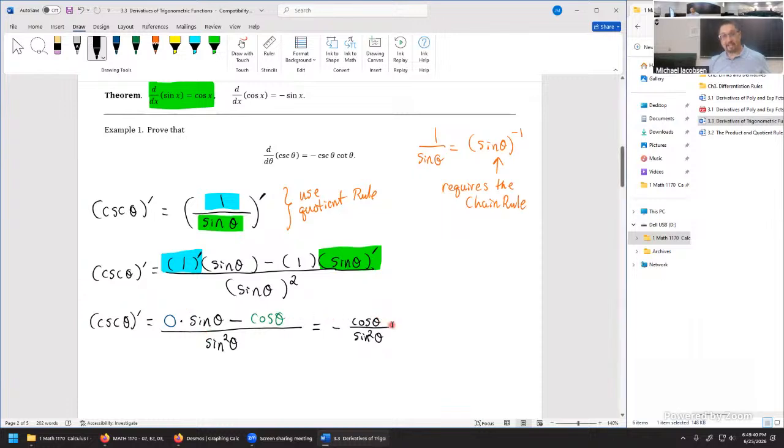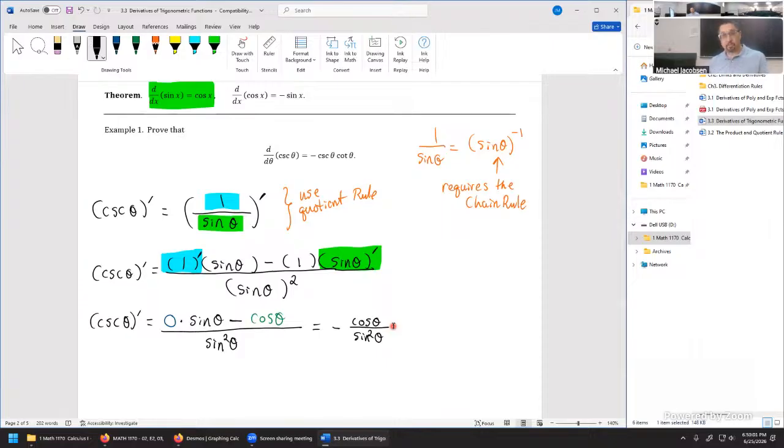That looks problematic, right? Negative cosine theta over sine squared theta, because our goal was to prove that if you differentiate cosecant, you get negative cosecant theta times cotangent theta. That looks different, right? But then we have to ask ourselves, is it really different?